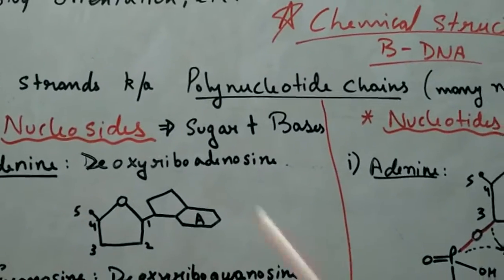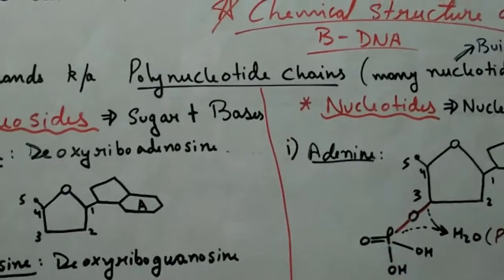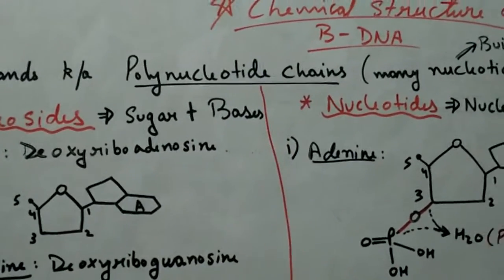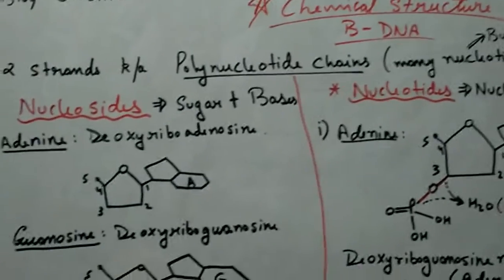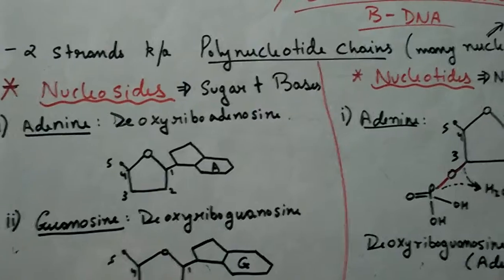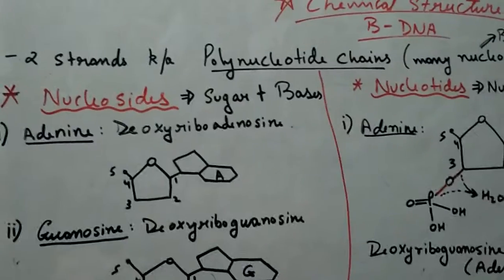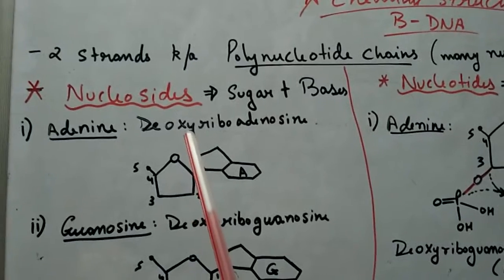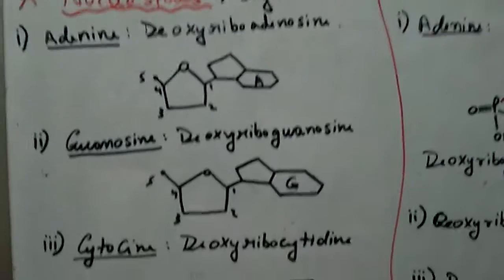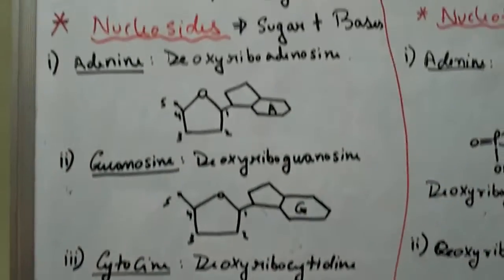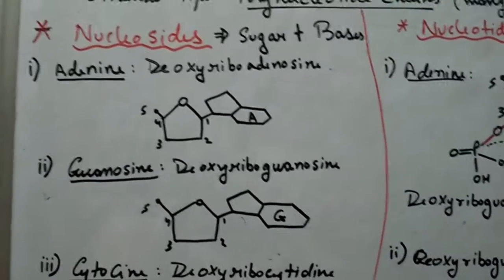Now, if I distinguish nucleoside and nucleotide, it will be very easy for you to know what nucleotides are exactly and how they are produced. First, nucleosides. Nucleosides are produced when sugar and nitrogenous bases combine. So here are four types of nucleosides which are present in DNA.